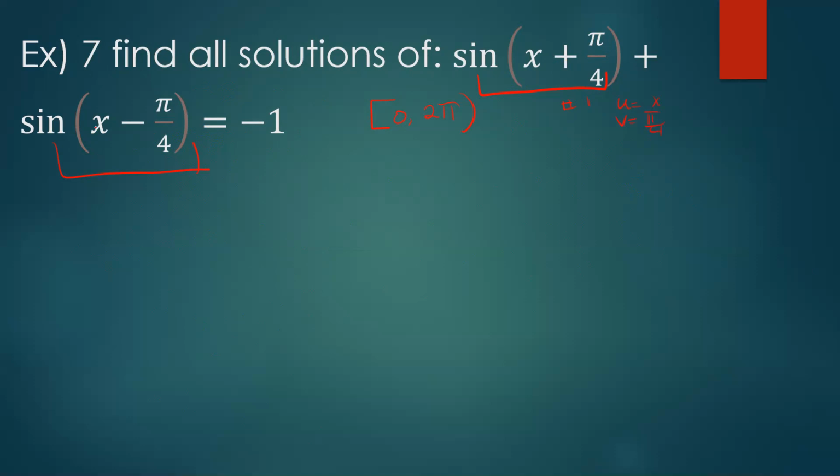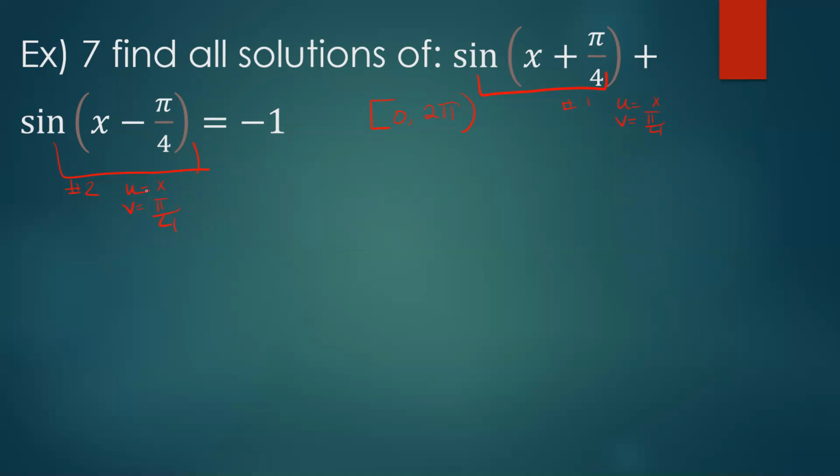Okay, now let's look at this part, sine of x minus pi over 4. What formula are you going to use where you have a sine and then two numbers subtracted? That's going to be number 2, right? Where u equals x and v equals pi over 4.